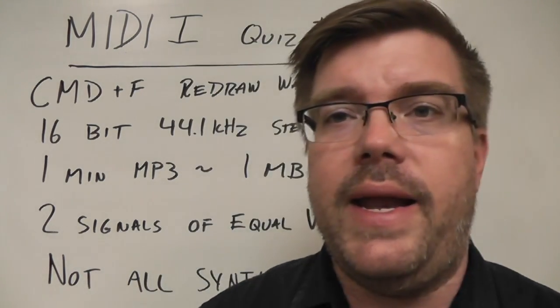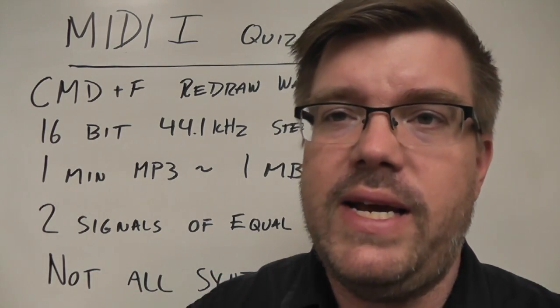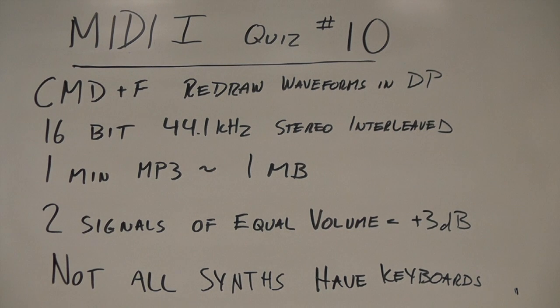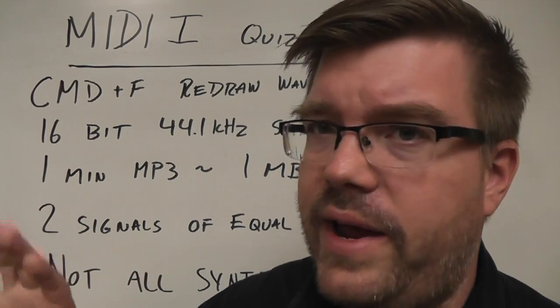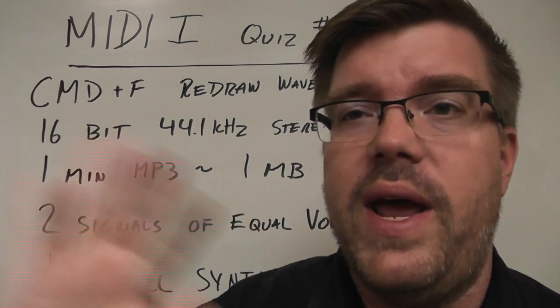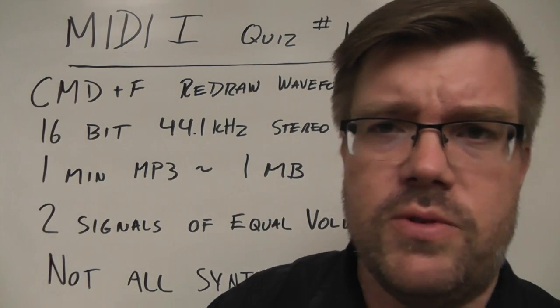All right, now moving on to MP3s. How big is an MP3? About 1 minute of MP3 at 128 ends up being about 1 megabyte. The wave files that I usually do, about 1 minute of wave is about 10 megabytes. But those are rough estimates.